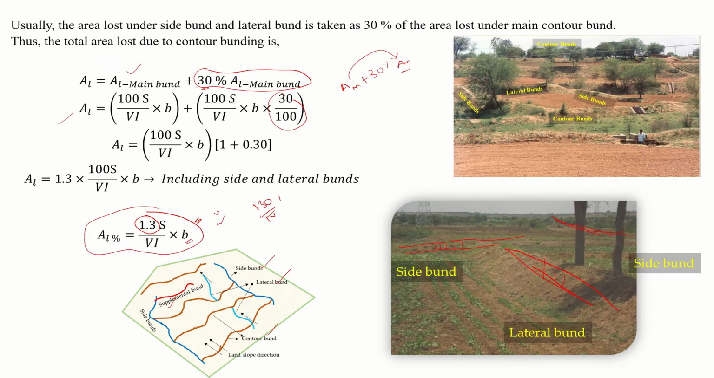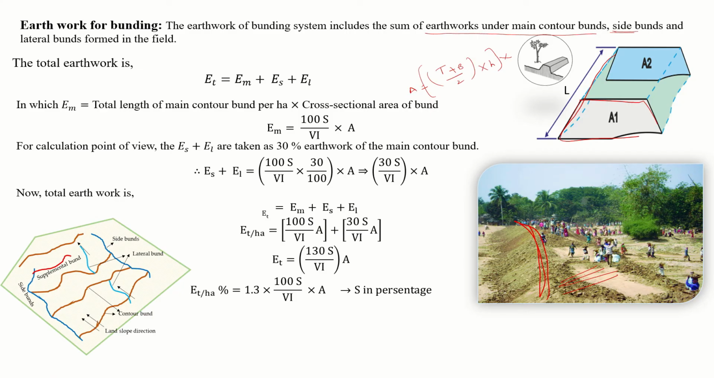Also you need to construct the small bund. Your lateral bunds also you have to construct. They are not formed easily, so you have to construct them. That also is due to the side bund and lateral bund. So now total earthwork is the earthwork of your main bund plus the earthwork of the side bund plus the earthwork of your lateral bund.